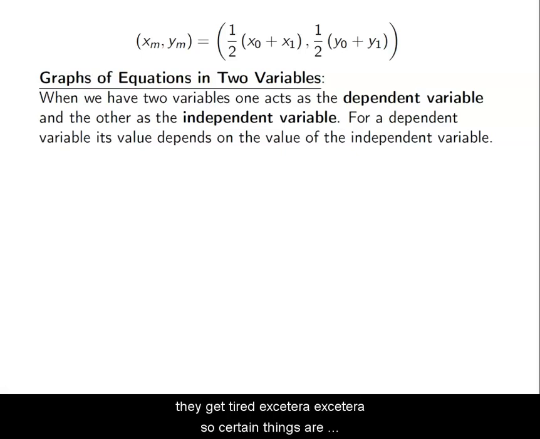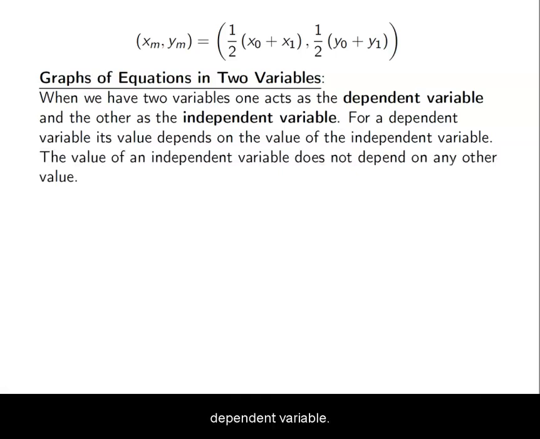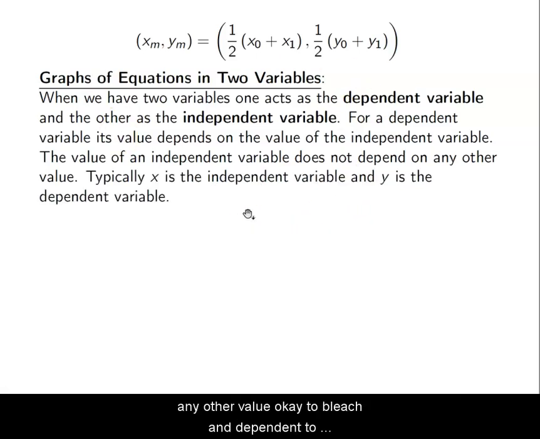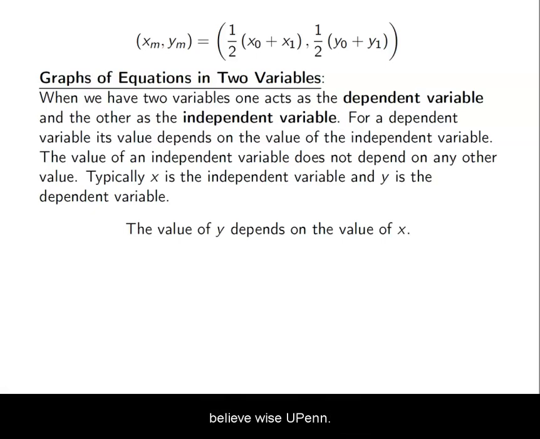So certain things are always independent variables. Time is generally always independent. Anything that depends on time is obviously your dependent variable. Okay? The value of an independent variable does not depend on any other value. Typically x is independent, typically y is dependent. So we say that the value of y depends on your value of x, right?